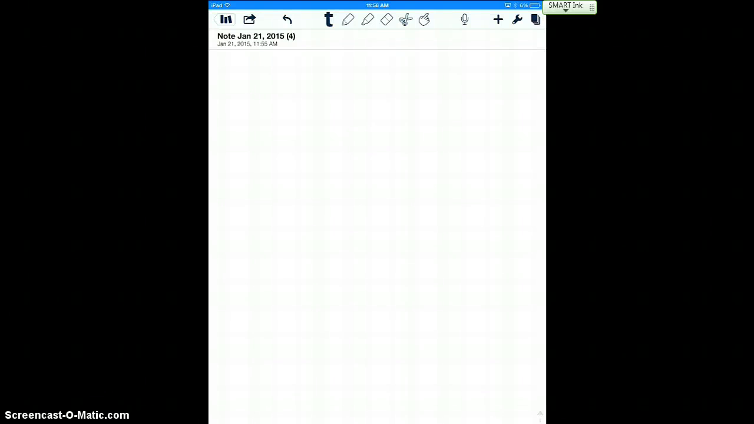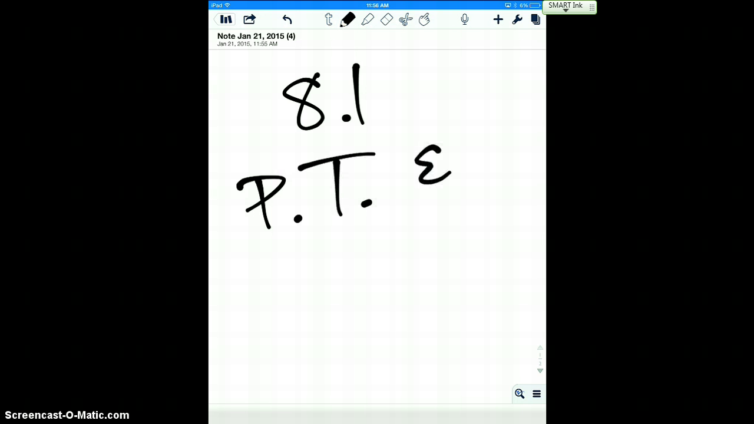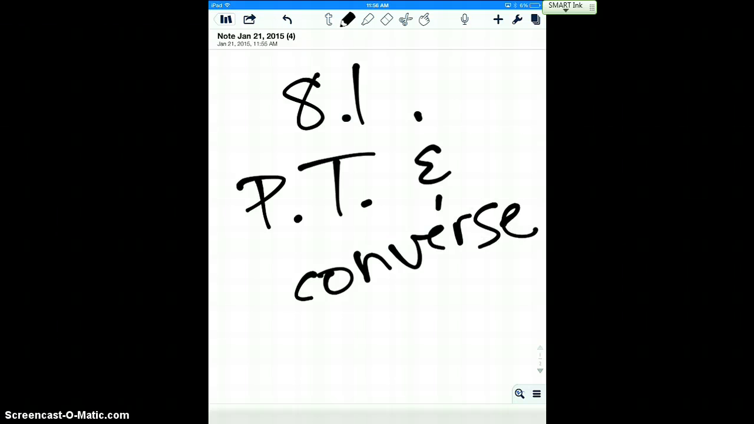The Pythagorean theorem. This is 8.1 notes. Okay, and we're going to look at the Pythagorean theorem and its converse. Alright, Pythagorean theorem. You should already know that one off the top of your head.